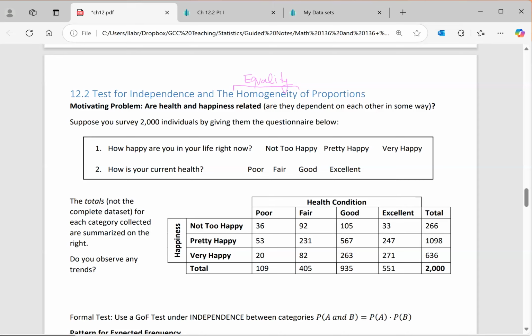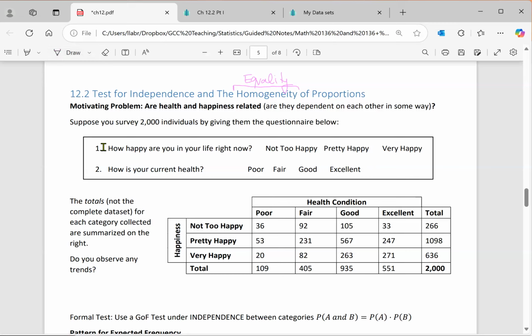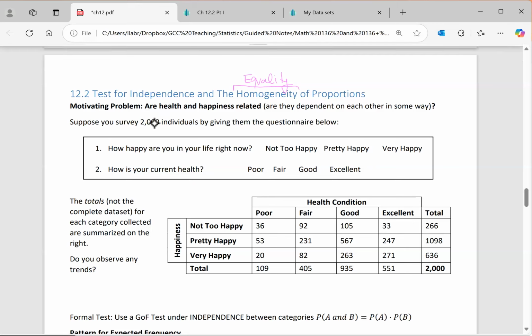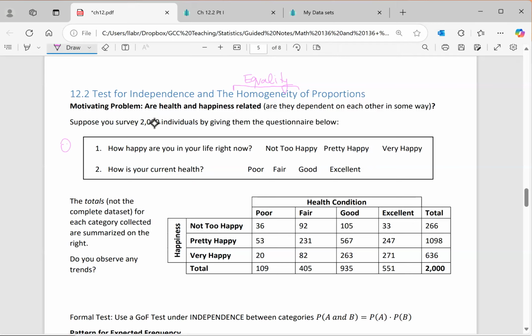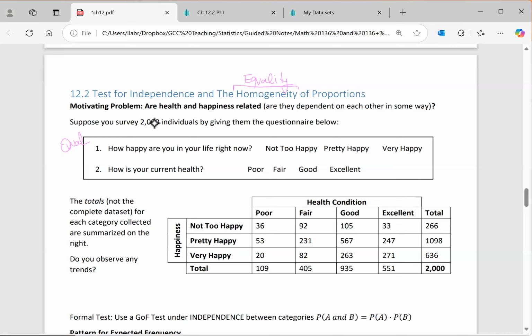Suppose that you're going to give 2,000 individuals a little strip of paper that is going to ask them two questions. The two questions are right here. They're essentially just asking, how happy are you right now? And then what is your current health? So just two short questions, and you're going to give that to 2,000 individuals. Notice that these questions are qualitative. And they can select from not too happy, pretty happy to very happy. And for health, from poor to excellent.